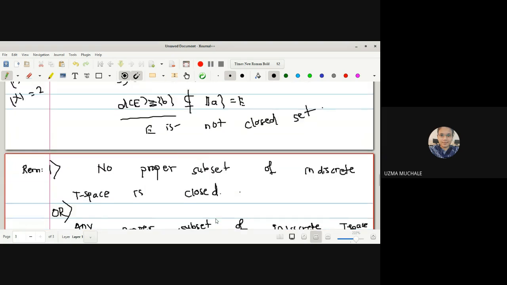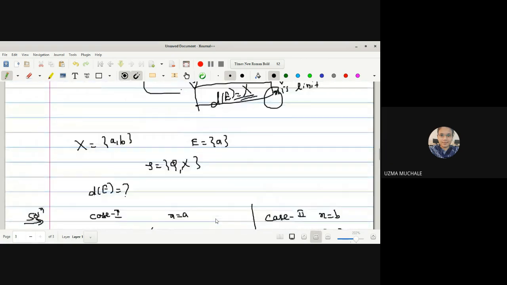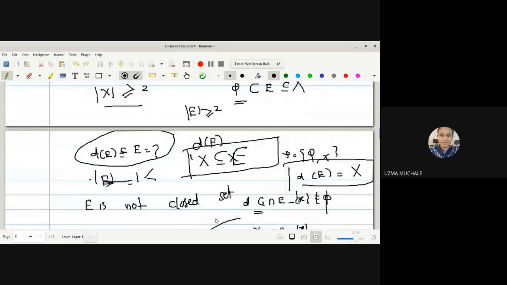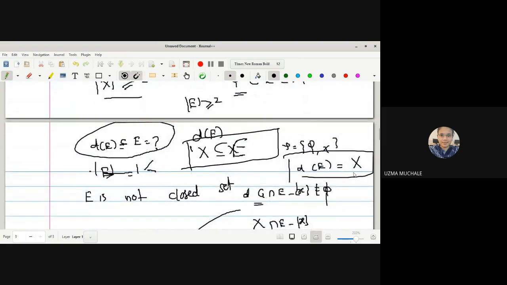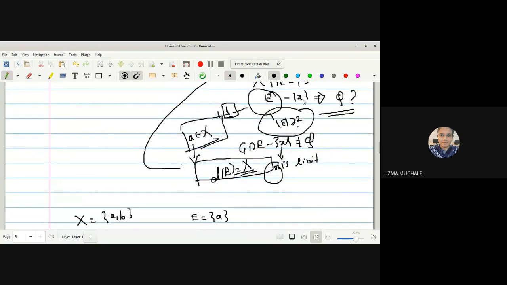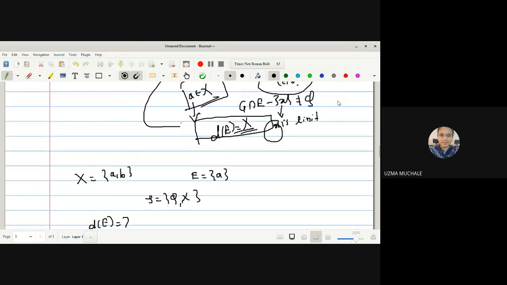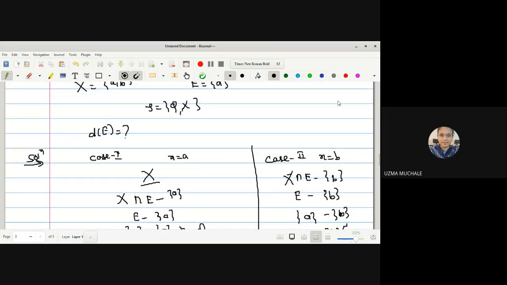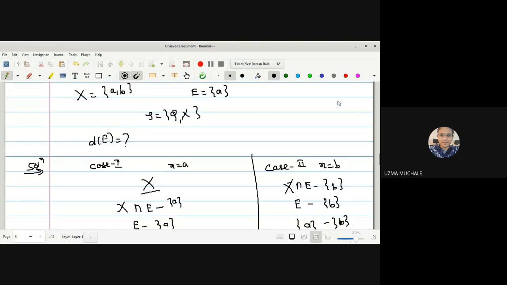What we have written here: the derived set of E is capital X if cardinality of E is greater than or equal to 2. Right? This is true. If you check E minus X, if the cardinality of E is greater than or equal to 2, this will be non-empty, and since X is an arbitrary point, the derived set of E is the whole of X. But we are checking here in this example for cardinality of E equal to 1, that is less than 2.